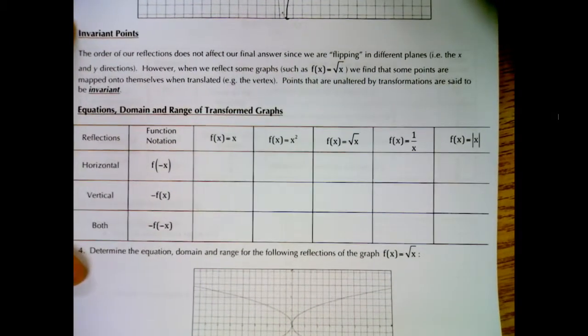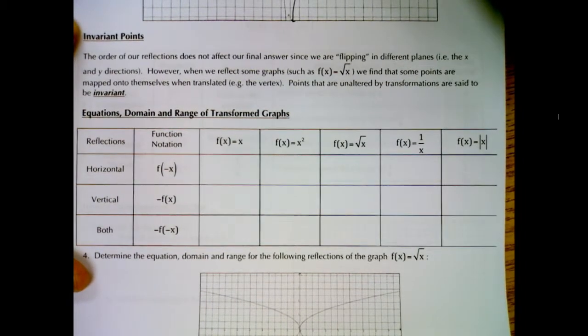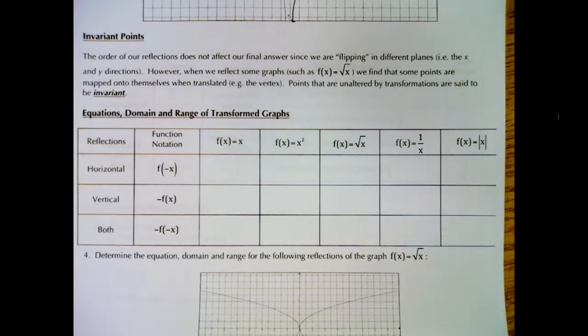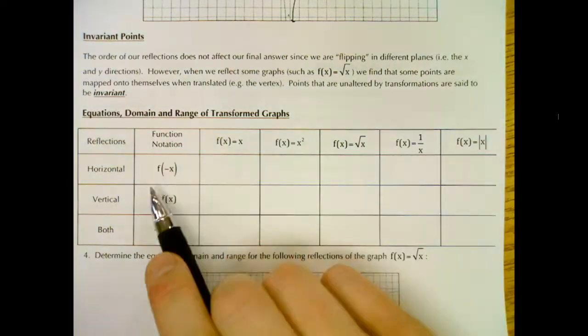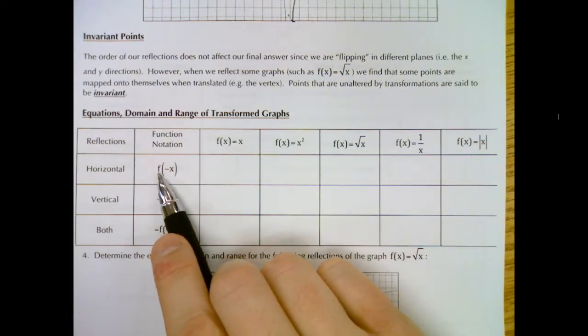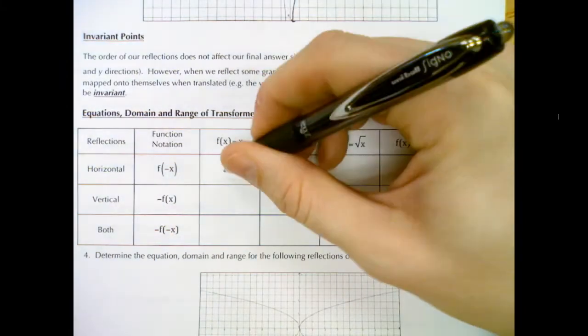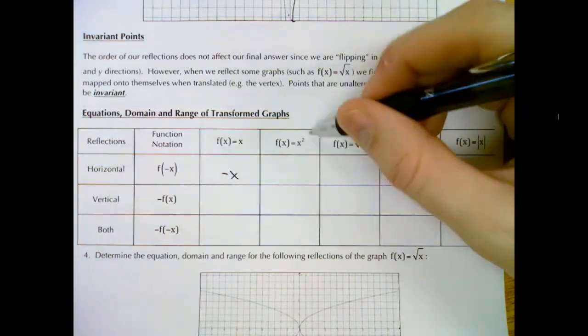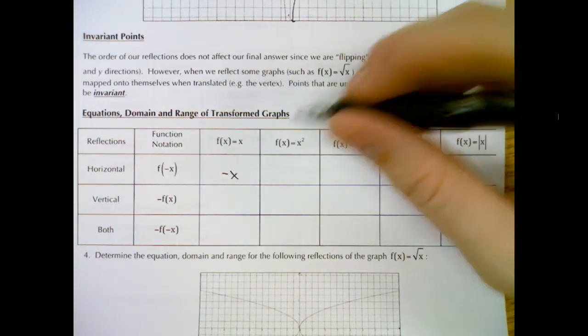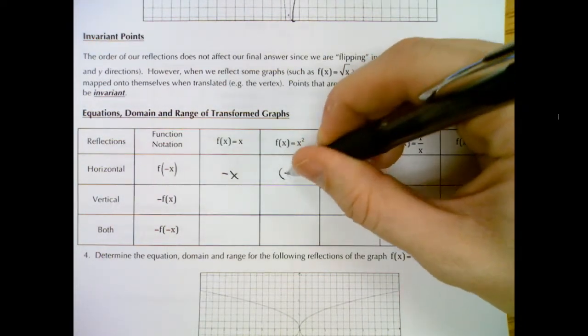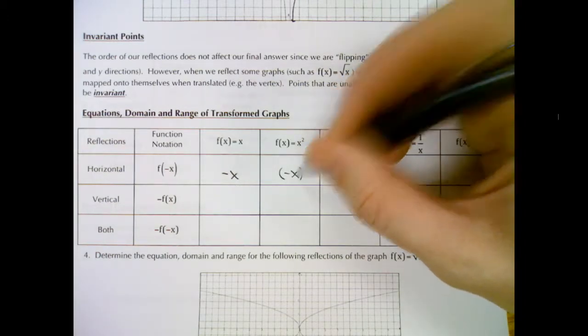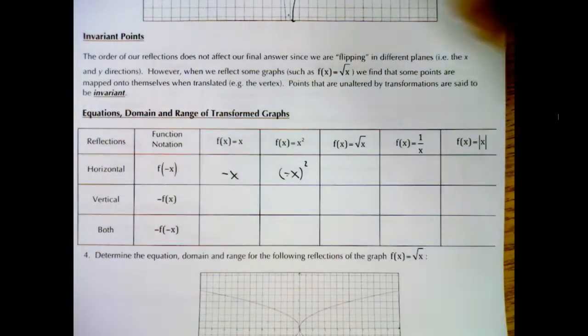So let's see what would happen if we did a horizontal reflection and a vertical reflection to our parent functions. Well, remember, for a horizontal reflection, we're acting directly on x. So in function notation, that'd be f at negative x. So everywhere there's an x, we're going to replace it with a negative x. If we're doing x squared, acting directly on the x inside the function, this one's a little tricky. The function's squared, so there we go. The negative's inside the squared.